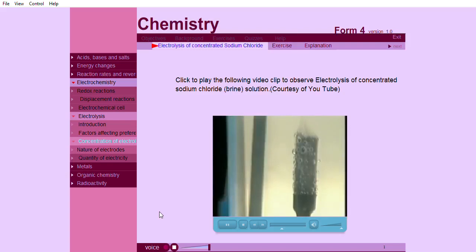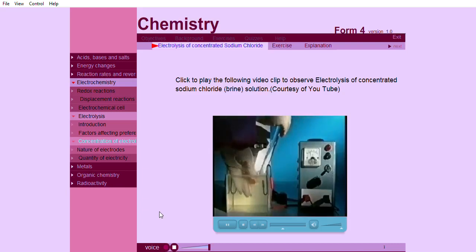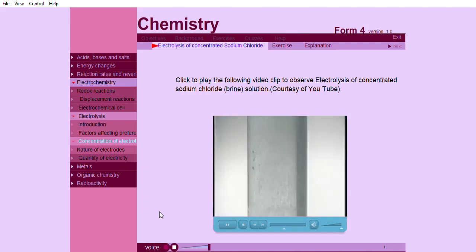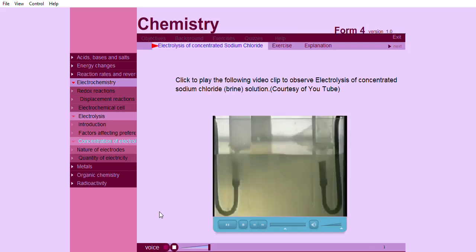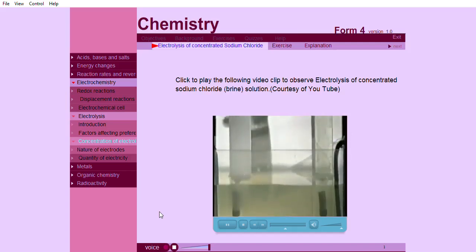Bubbles appear around both electrodes, a sign that gases are being produced. To collect the gases, a test tube full of sodium chloride solution is placed over each electrode. Gas displaces the solution and collects in the top of the tube. So, what are the gases?